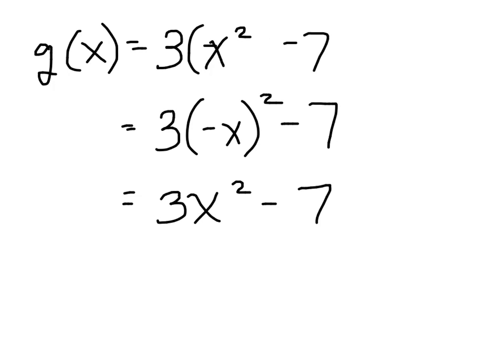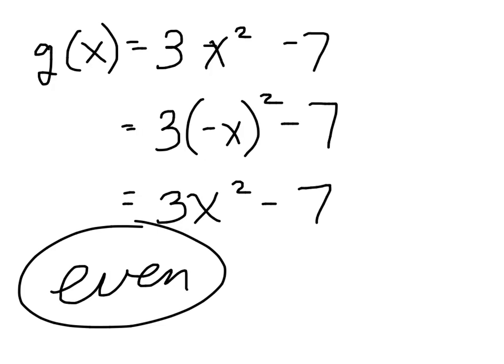Now, here's how you know. If the problem simplifies back to the original problem, it's even. If all the signs change, it's odd. And if it does a little bit of both, that's neither. So what did this do? It stayed the same, so therefore it's even. And again, if it's not even and it's not odd, then what's the other option? Neither.